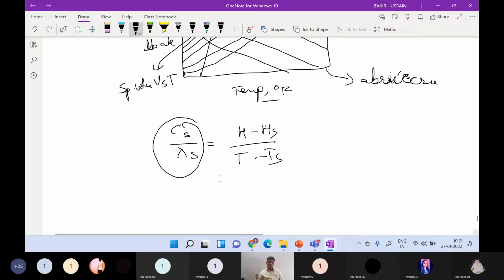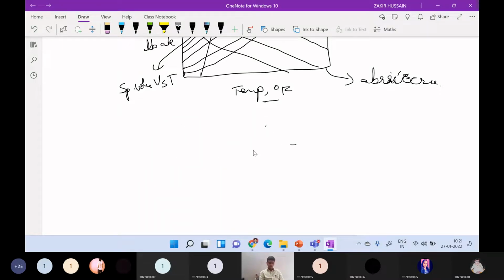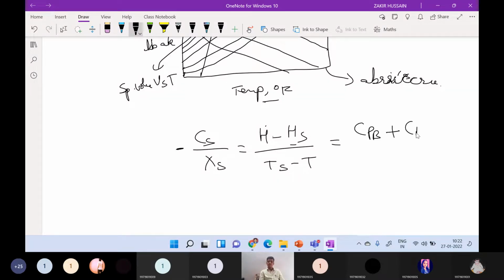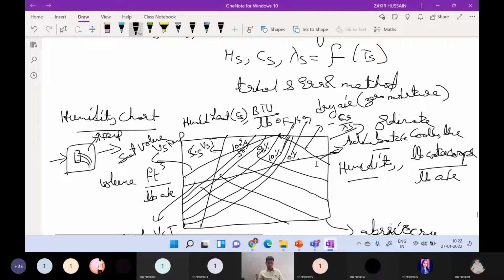So adiabatic cooling lines can be drawn using this particular equation. Okay, this equation is wrong, I think. So this is Cs by lambda s is equal to (H minus Hs) by (Ts minus T). That is, minus Cs by lambda is equal to (Cpb plus Cpa into H) by lambda s. So this minus Cs by lambda is nothing but the slope of this particular line. For each temperature, there will be one adiabatic cooling line. That's why for 140 this one, 135 this one, 130 this one, 120 this one, 125 that one, like this.